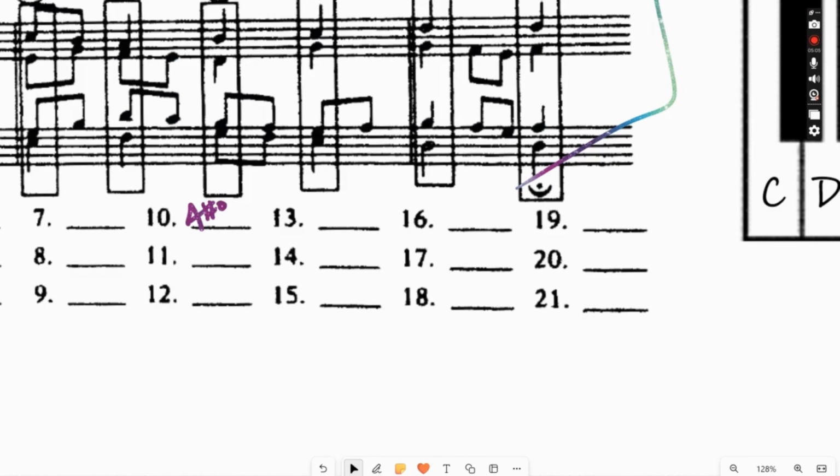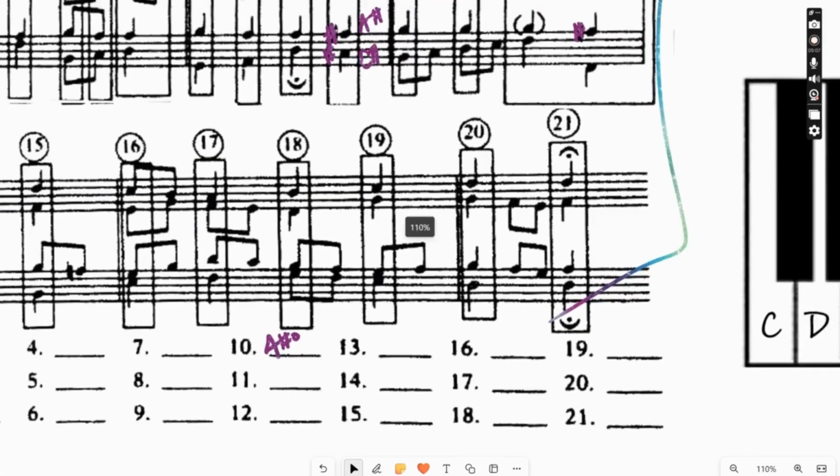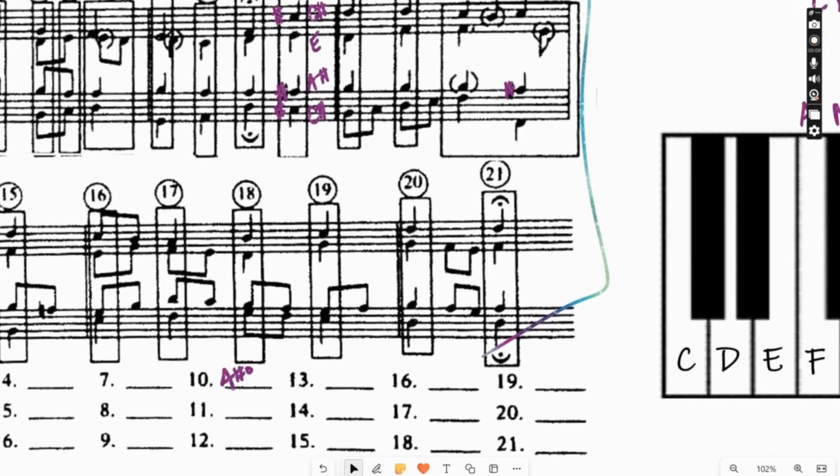And then I also need to check and see, do I need to write slash something? I do need to write slash something if it's not the root A sharp on the bottom. And here, A sharp is not on the bottom. C sharp is on the bottom. So I need to write slash C sharp.